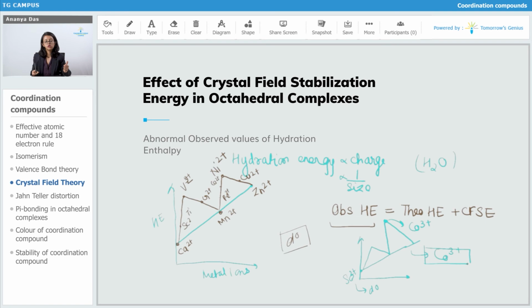But the main thing is that the Co3 positive is an exception in this case, because hydration energy is what? Hydration energy is basically water molecules surrounding your metal cation. And the water is going to act as a strong field ligand for Co3 positive, which leads to this behavior.